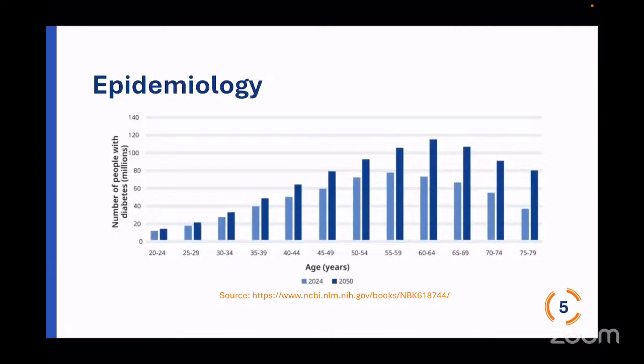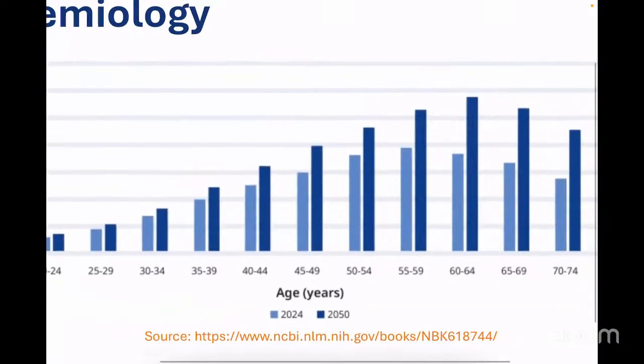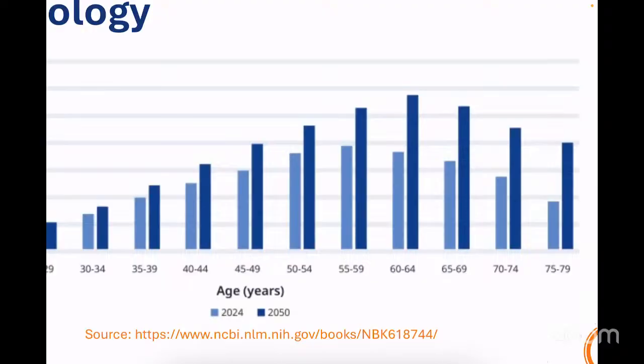This image shows the prevalence of diabetes based on age groups. At the bottom, we have different age groups, and on the left side, we have the number of people with diabetes. We have two colors in the columns, light blue and dark blue. The light blue represents the number of people with diabetes in 2024. As we can see, older people have increased prevalence compared to younger people. And the dark blue columns are the estimated number of people with diabetes by 2050. This number is expected to rise even more by 2050.